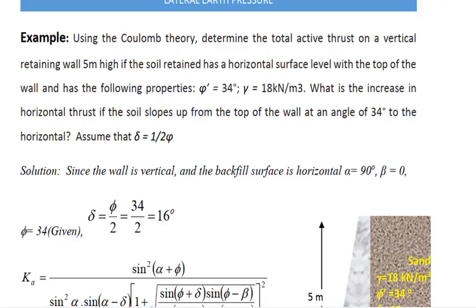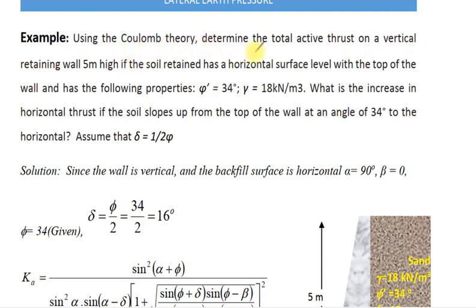This example will show you how to compute the active lateral earth pressure for a retaining wall based on Coulomb theory for two cases: horizontal surface backfill and inclined surface backfill.